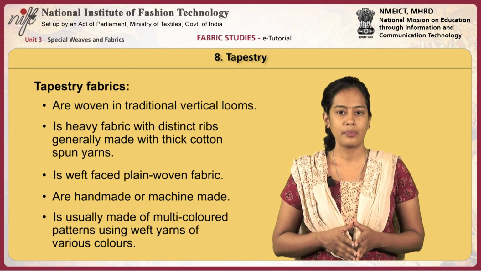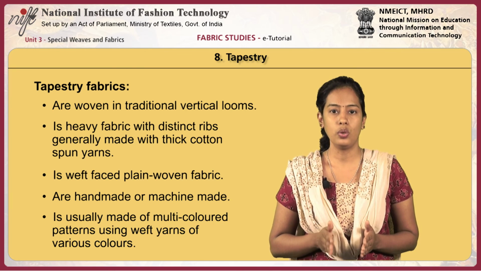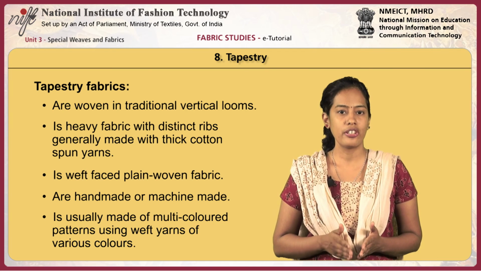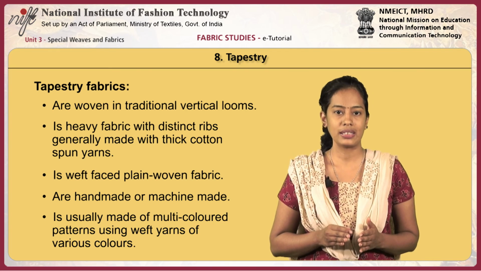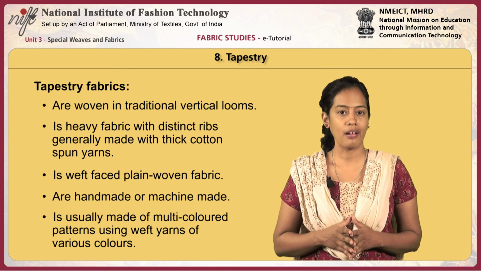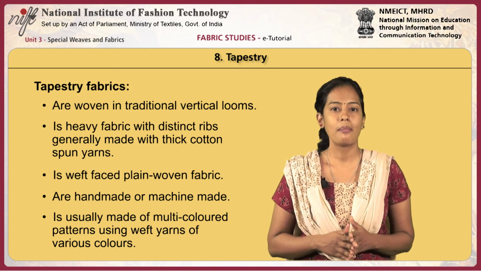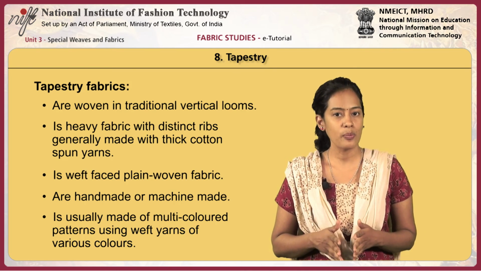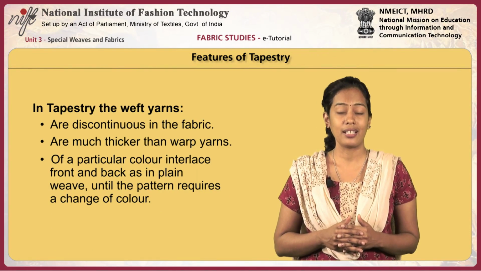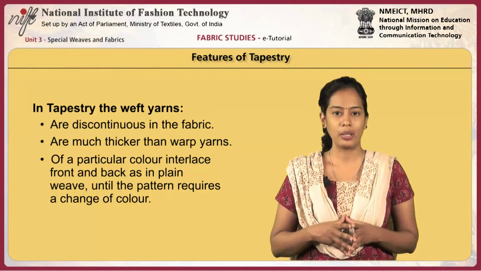Tapestry fabrics have a rich heritage and are woven in traditional vertical looms. It is a heavy fabric with distinct ribs, generally made with thick cotton spun yarns. It is a weft face, plain woven fabric. They are handmade or machine made. They are usually made in multicolored patterns using weft yarns of various colors. The weft yarns are discontinuous in the fabric as they do not run along the entire fabric width.